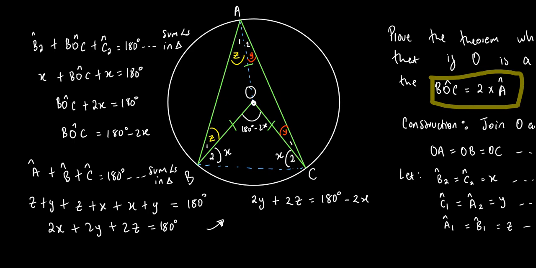So, wait a minute. If we were to take out a common factor here, do you agree that you're going to have 2 into y plus z? You agree with me? Okay. And then here we have 180 minus 2x. Now, guys, remember, 180 minus 2x, we said it was BOC. So I can write BOC. And then here I have 2 times. Guys, look at the diagram and tell me what is y plus z. Then you are done. Then we are done. We have proved that 2 angle A is equal to BOC.